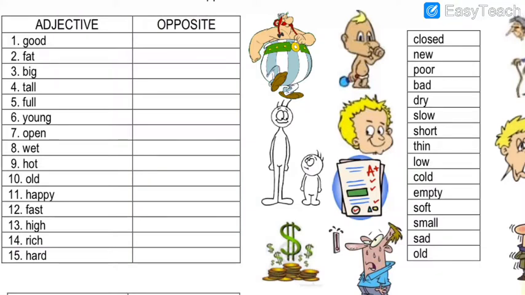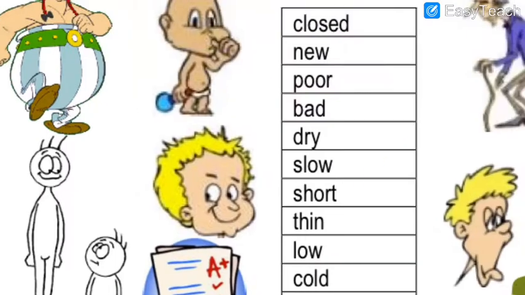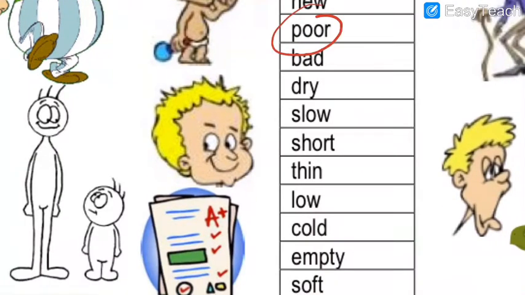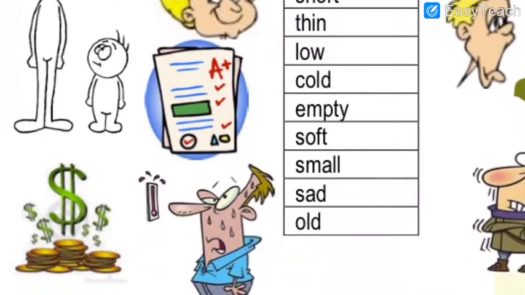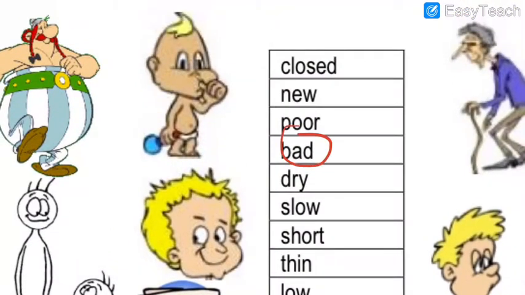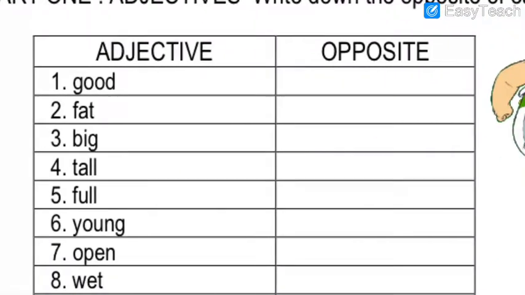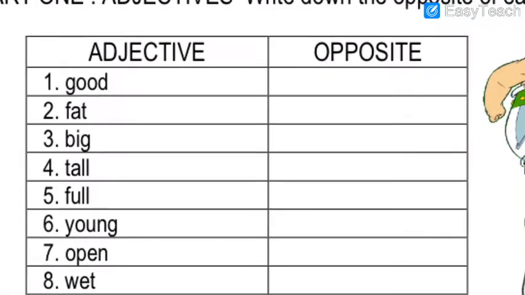The first two words I will write. See here, the word is good. Can you find any opposite word for good here? Can you say poor? No. Can you say sad? No. Then what is the word opposite to good? Can you say bad? Yes, absolutely right. Bad is the only opposite word for good. So let me write the answer here.